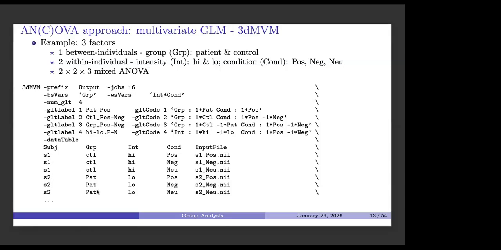In this case, we have three factors. We have the between-individual factor group. We use letters to code the factor levels, either control or patient. Then we have two within-individual factors. The intensity will have high and low. The condition factor will have three: positive, negative, neutral.